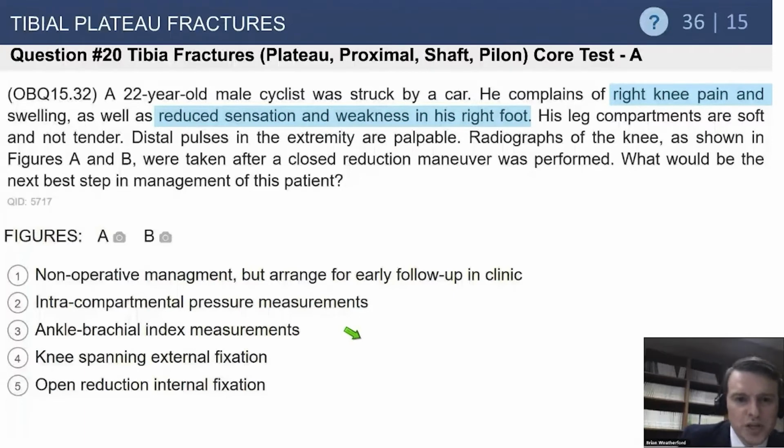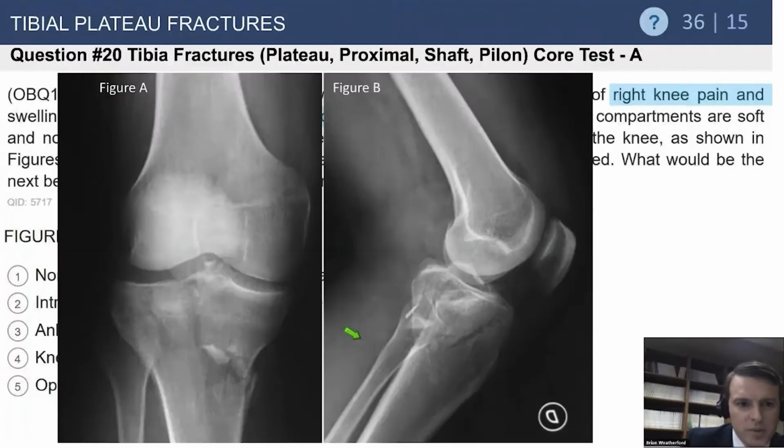Okay, 22-year-old male cyclist struck by a car. He has right knee pain, reduced sensation and weakness in the right foot. His compartments are soft, pulses are palpable, x-rays are shown here. Closed reduction was performed. What's the next best step in management?